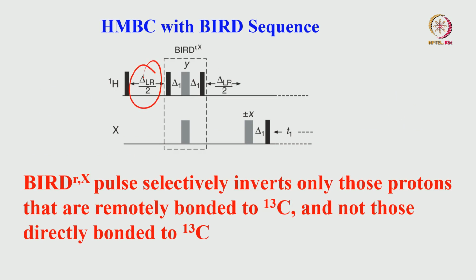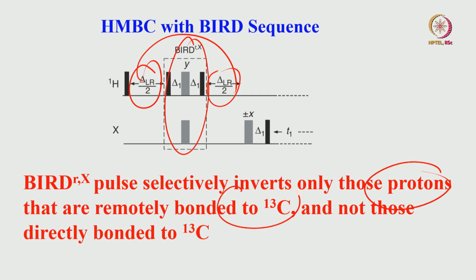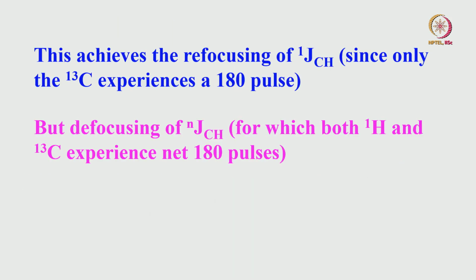Everything remains the same. We have delta LR, and in between these two delta LR a BIRD sequence is put. And the BIRD sequence, as I said, selectively inverts only those protons remotely bonded to carbon 13, 2 bonds or 3 bonds away, and does not affect the protons directly bonded to carbon 13. So this achieves the selective refocusing of 1JCH, since only carbon 13 experiences a 180 pulse, but defocusing of all long range couplings, because the delta in the BIRD sequence is set for 1JCH.